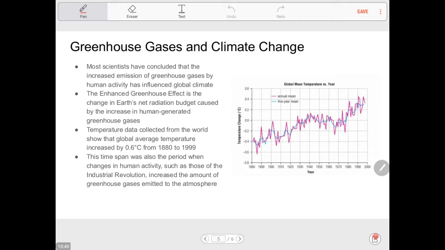Temperature data collected from the world shows that the global average temperature has increased by 0.6 degrees from 1880 to 1999. This time span was also the period when changes in human activity, such as those of the Industrial Revolution, increased the amount of greenhouse gases emitted to the atmosphere. And further to this, you may have even heard the last few years we've been experiencing some of our hottest summers. The evidence, I'll let you look into that. But there is a general consensus that the temperature on Earth is going up.